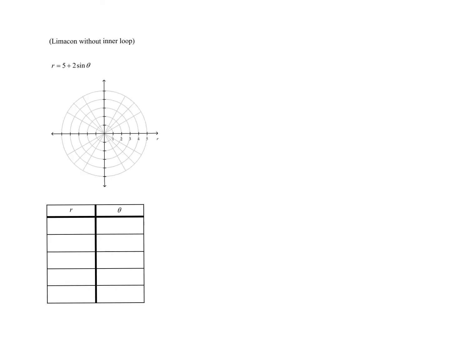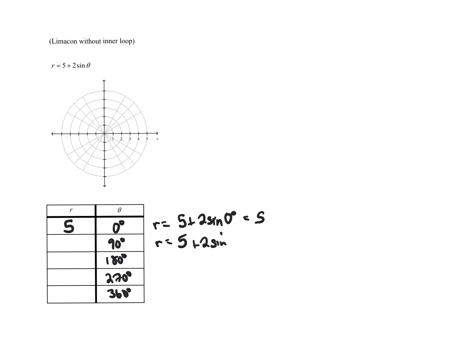So let's look at another one. This one is called a limaçon with an inner loop, just the name of the graph. We want to see what this one is going to look like. Again, I'm going to pick some angles, maybe just the quadrant angles, which are our most famous angles. So r equals 5 plus 2 sine theta. For 0, that's going to give me 5. For 90, we get 5 plus 2 sine of 90, that's 5 plus 2, which is 7.